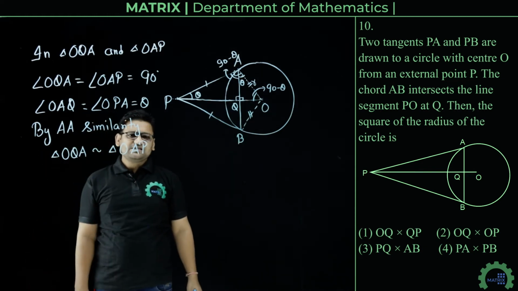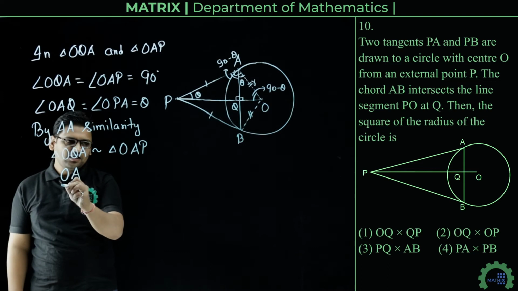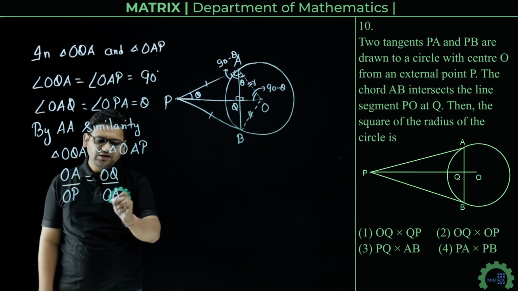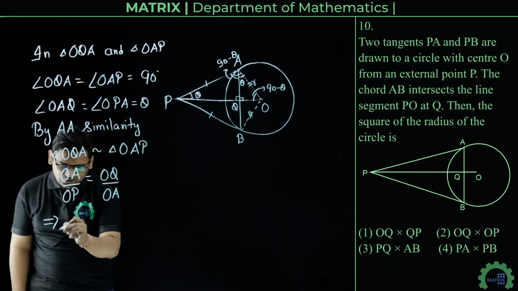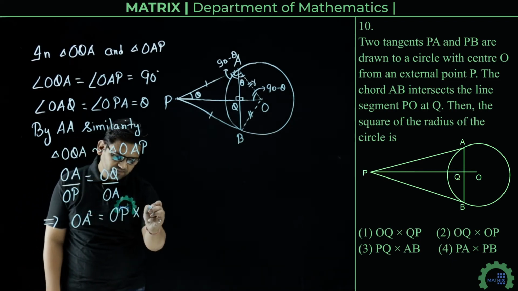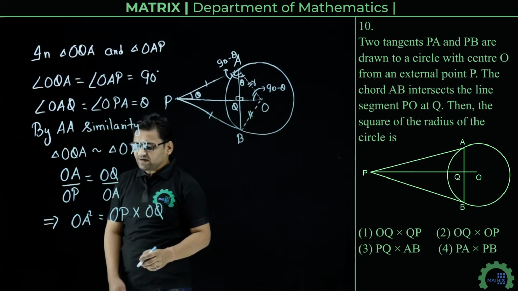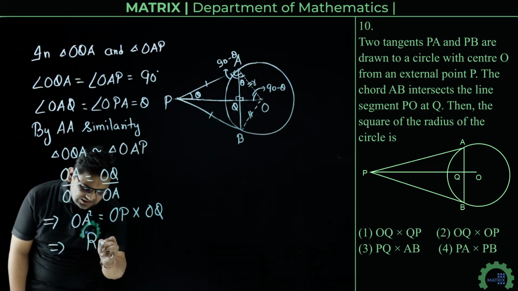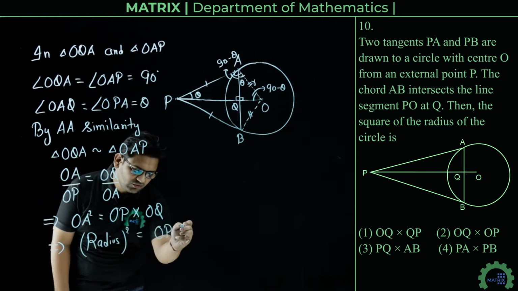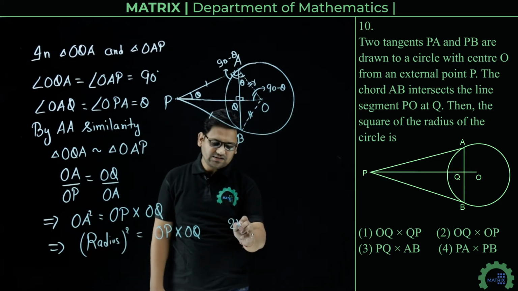So when two triangles are similar, the ratio of their corresponding sides is also equal. So we can write OA upon OP is equal to OQ upon OA, or we can write OA square will be equal to OP multiplied by OQ. Now what is OA here? OA is the radius of the circle, so the square of the radius here is equal to OP into OQ, which is option number second. So option number second is the correct answer.